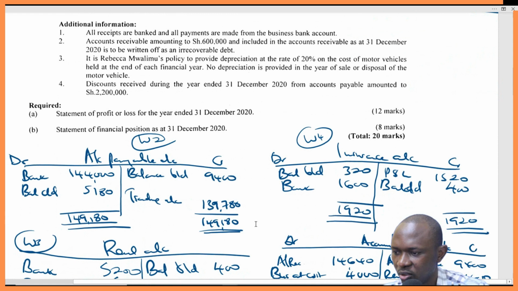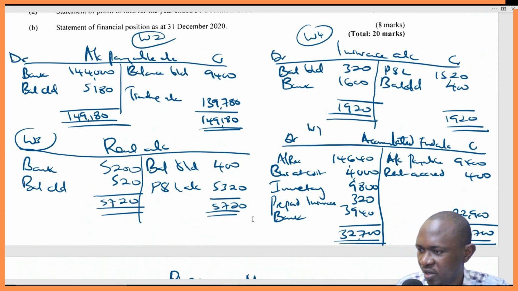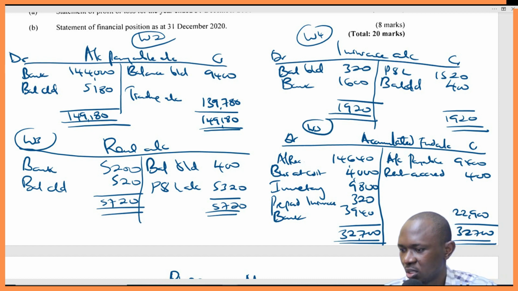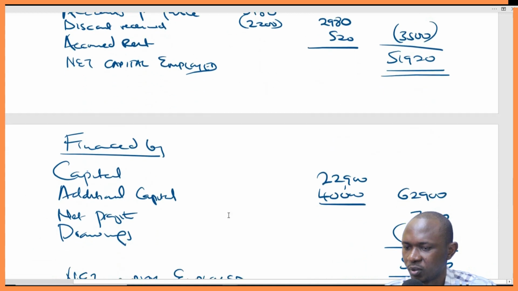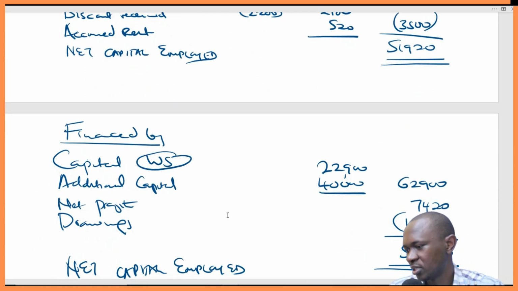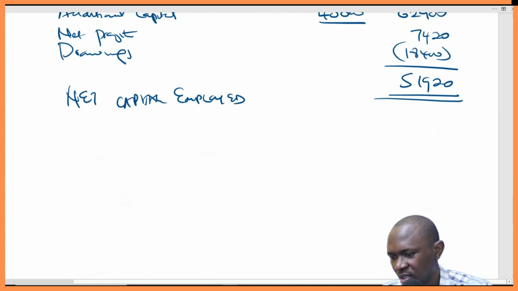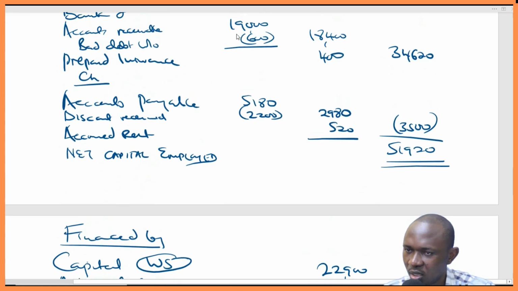This is working 5. This is a question that should take you less than 30 minutes on average. It has taken us 34 minutes. For you, it should take you less than 30 minutes.